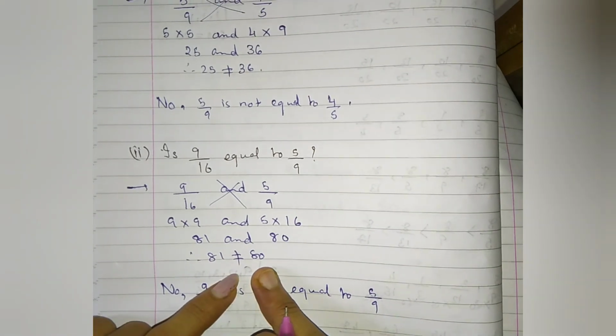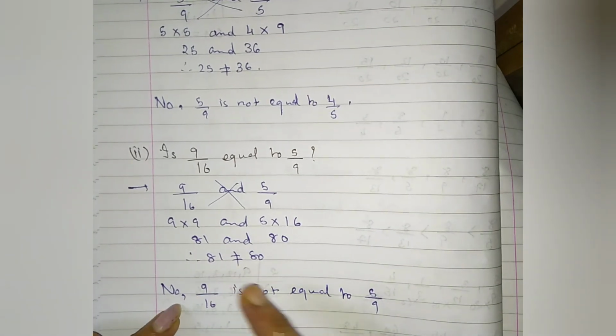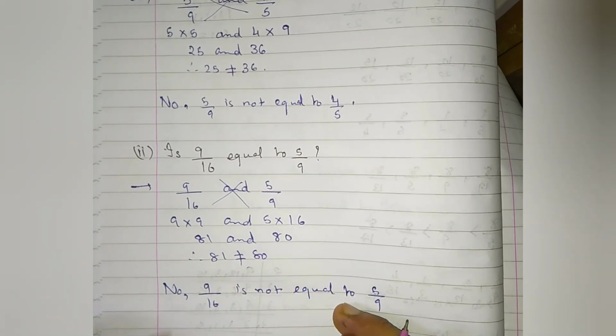If the cross multiplication is equal, then yes, this fraction is equal to this. Like this way you have to write.